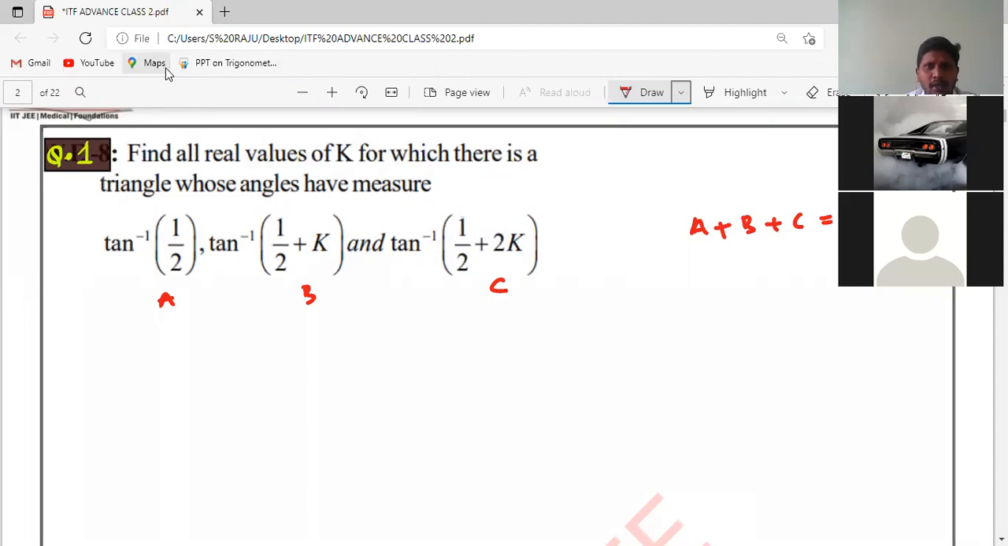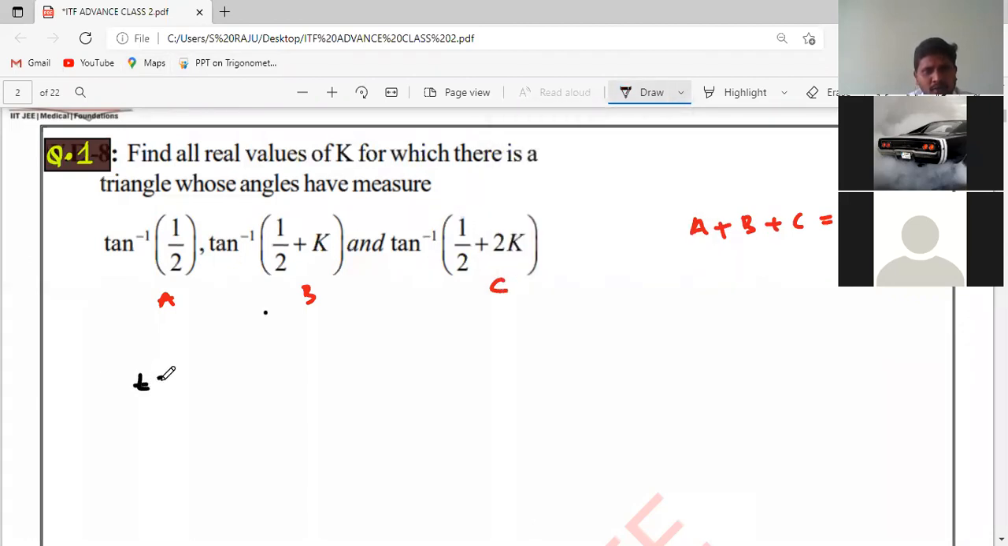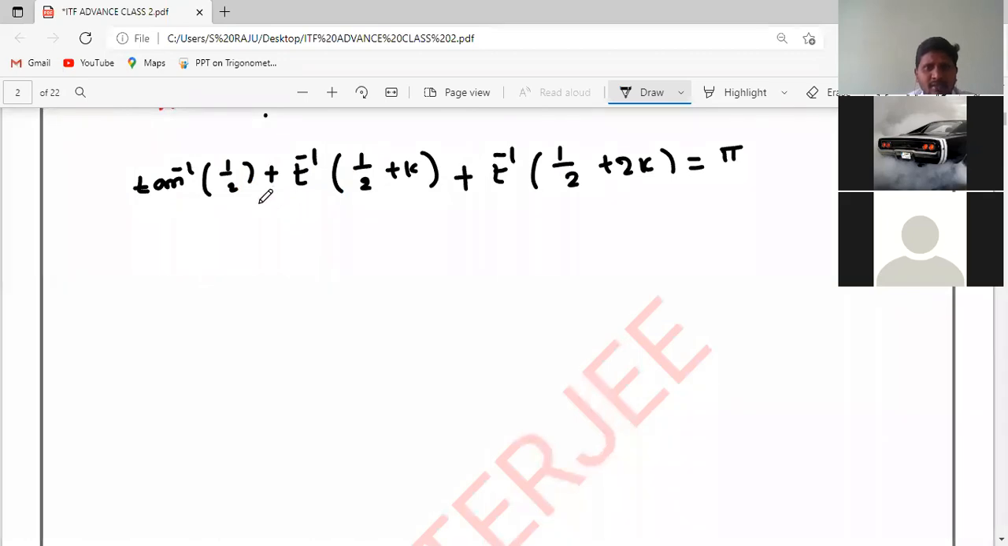Okay, with the help of this, I want to take tan inverse 1 by 2 plus tan inverse (1 by 2 plus k) plus tan inverse (1 by 2 plus 2k) is equal to pi. Am I right? So the sum of the angles is equal to this. Tan inverse 1 by 2, I want to take to the right side. So here you can apply the formula for tan inverse x plus tan inverse y.